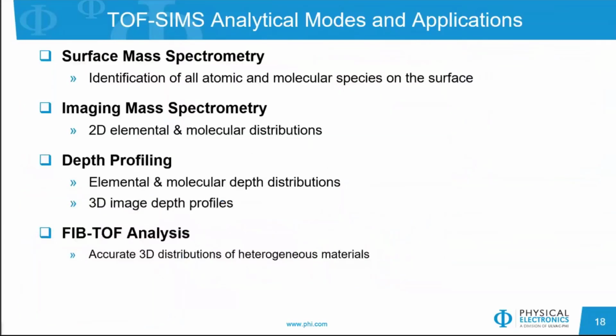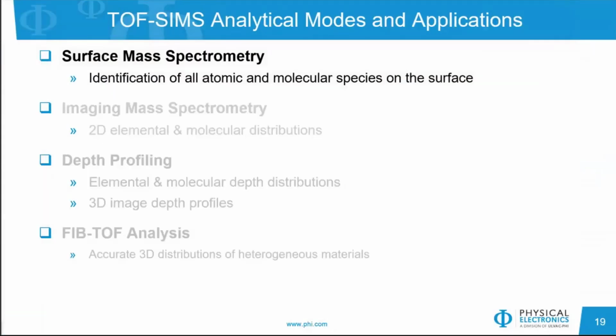The next part of the talk is going to focus on the TOF-SIMS analytical modes and applications. It's going to be broken down into just looking at surface spectra, and then we're going to go into imaging mass spectrometry. Then we'll go into depth profiling and follow it up with FIB-TOF. I'm going to tie these together with applications so you can see the information you can gain from your sample in these different modes. So we'll go into analytical modes.